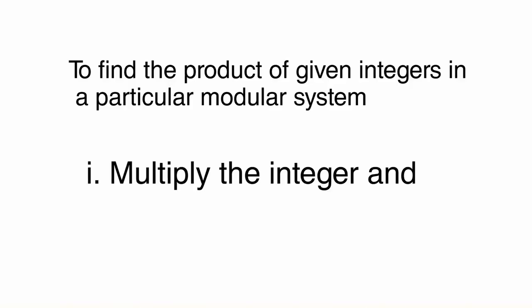To find the product of given integers in a particular modular system, and by product we mean multiply, we will first multiply the two integers and then we find the remainder when the answer is divided by the given modulo. Now let's try this method. So find the product of these integers in the given moduli.